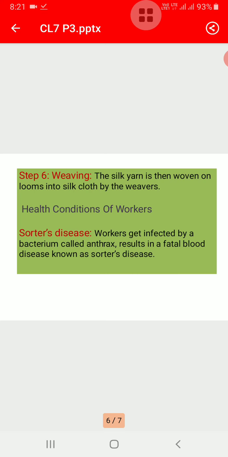Inhalation of vapors arising from cocoons undergoing steaming, cooking, and reeling produces breathing problems, asthma, and other bronchial ailments. So the workers are also affected by respiratory diseases.